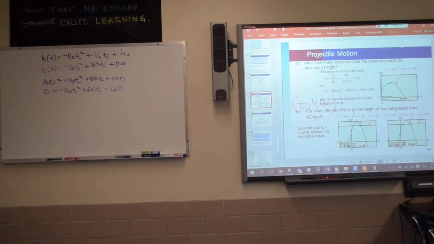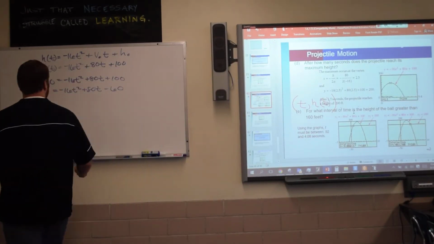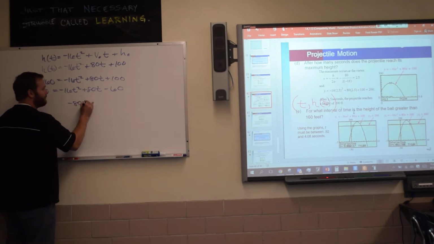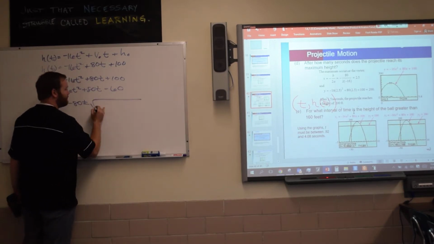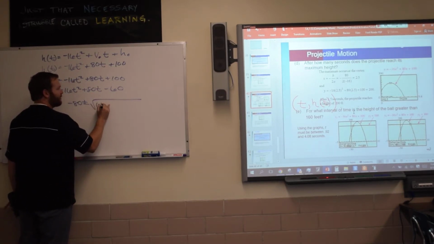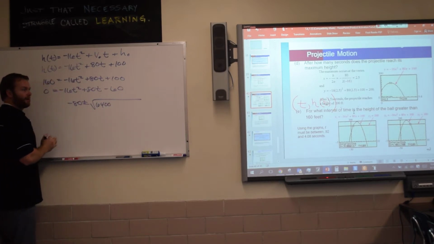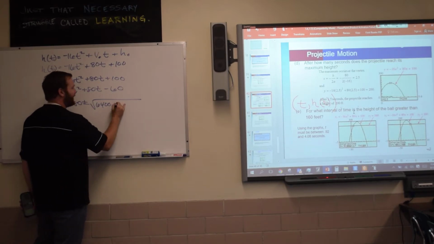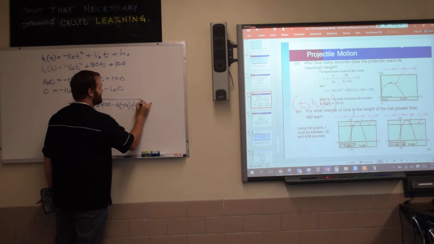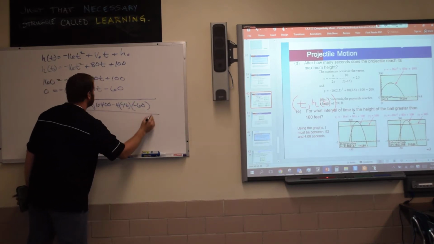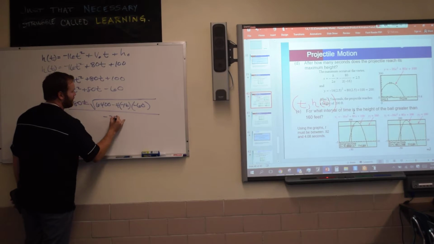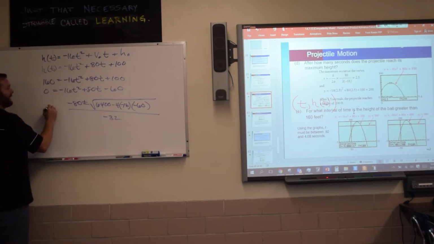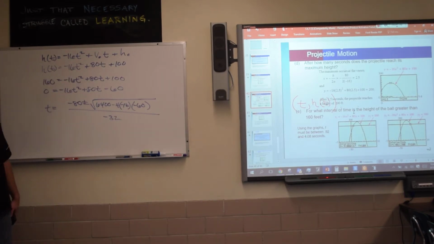If we use the quadratic formula, we should get the opposite of b, plus or minus the square root of b squared. b squared is going to be 6,400, right? 8 squared is 64, 10 squared is 100, so 6,400. Minus 4a, which is negative 16, times c, which is negative 60, all over 2a, which would be negative 32. And that's the time value that we'll get for when this thing hits 160.